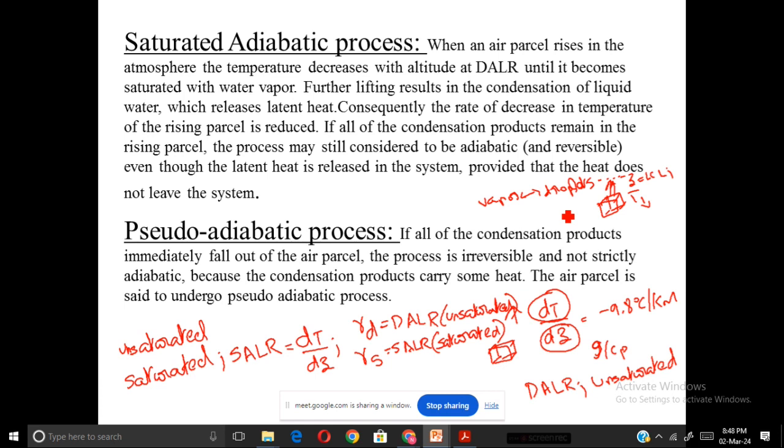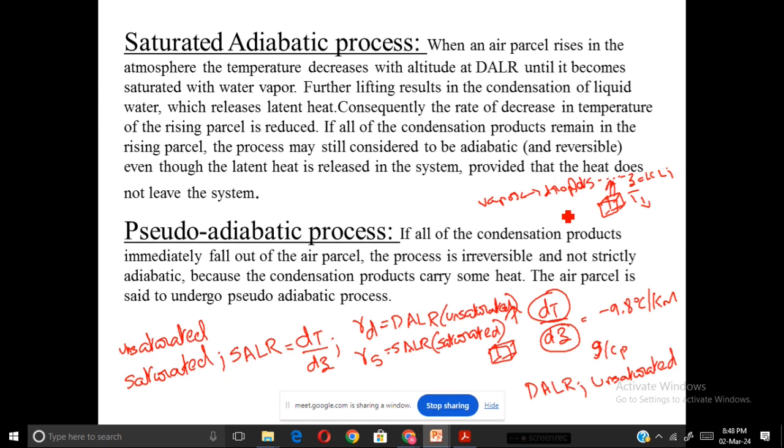Now consider that whatever water droplets or ice particles are formed, or the condensation products that form, immediately fall out of the air parcel. So the condensation products that have been formed in the parcel are falling out of the system. In that case, the process is no longer reversible. It is an irreversible process, and it is not adiabatic anymore.